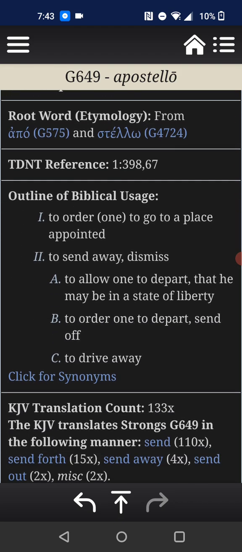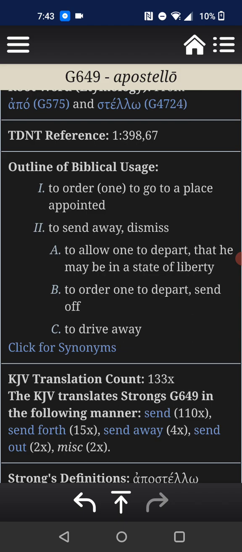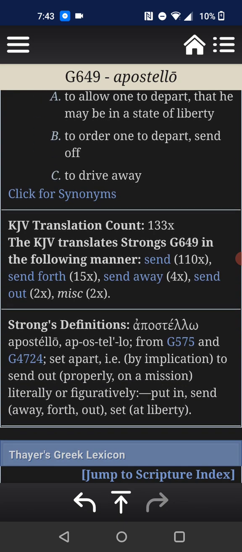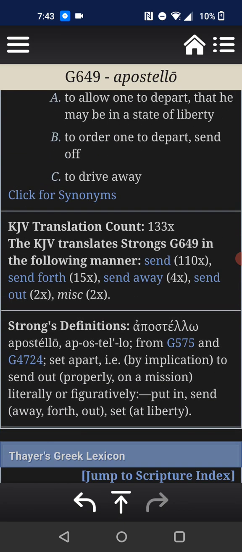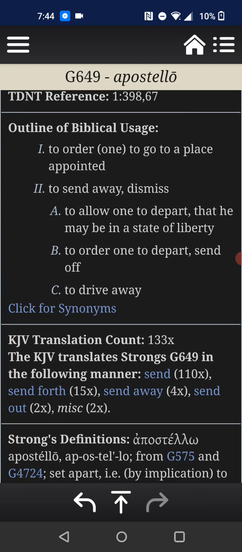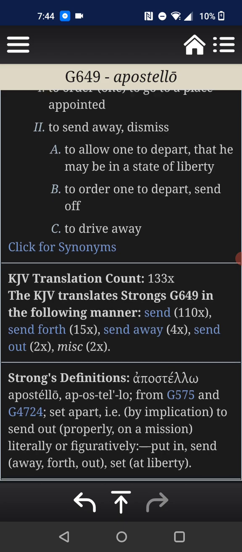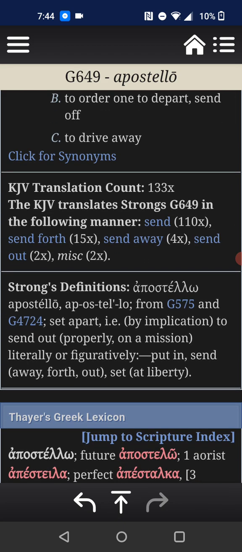Apostello: to order one to go to a place appointed, to send away, to dismiss, to allow one to depart that he may be in a state of liberty, to order one to depart, to send off, to drive away. And so the word apostle goes back to the word send away, to order one to go to a place appointed, right? And what are they appointed to do? What are they sent off to go do? To go teach, to have that job, so you're properly out on a mission, right? To go out and do something. And what are they going out to do?